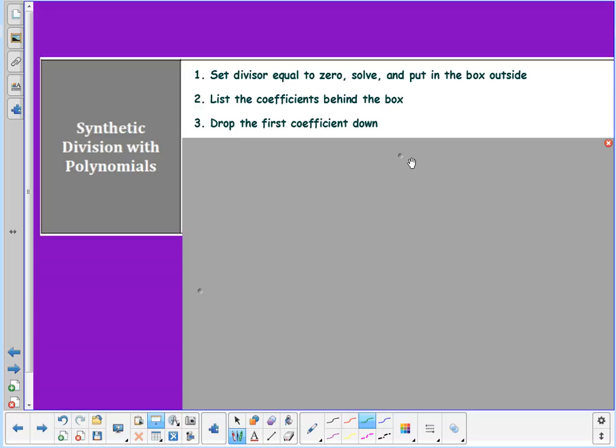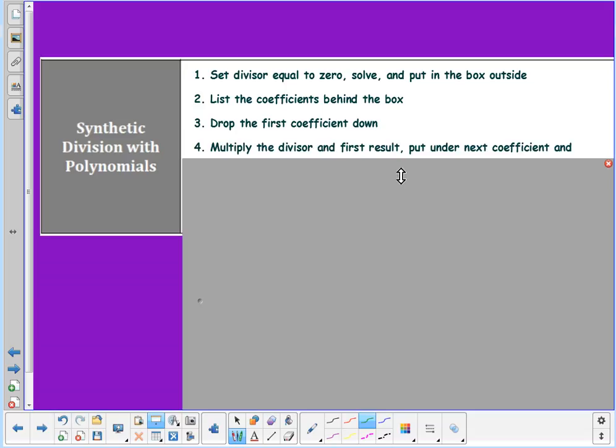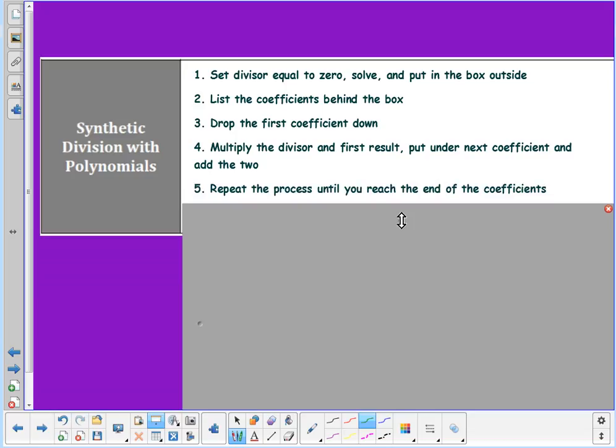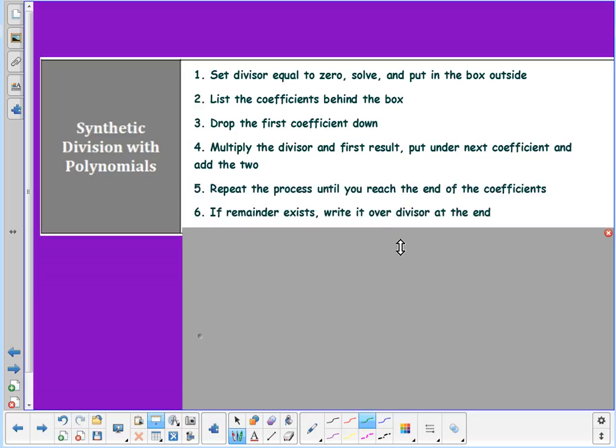The next thing that I do is I drop the first coefficient down. That's the easiest part of it. And then I multiply and add. So I multiply the divisor and the first result, put it under the next coefficient, and then add the two together. After I do that, I repeat the process until I've gotten to the end of the coefficients, and then if my remainder exists, I write it over the divisor at the end.